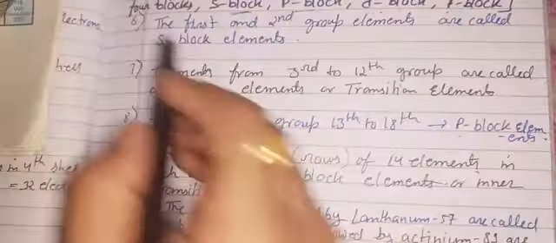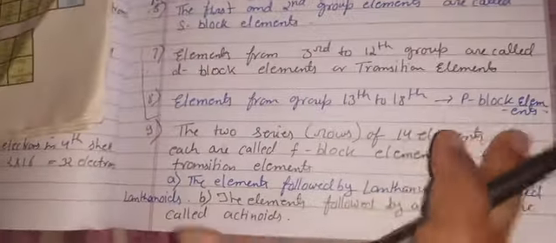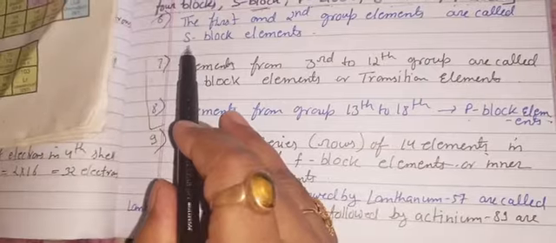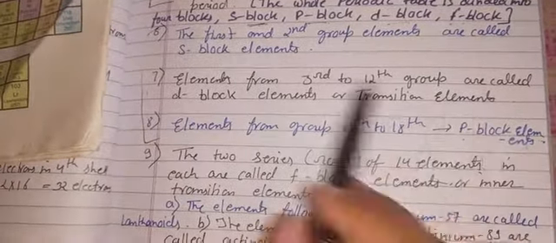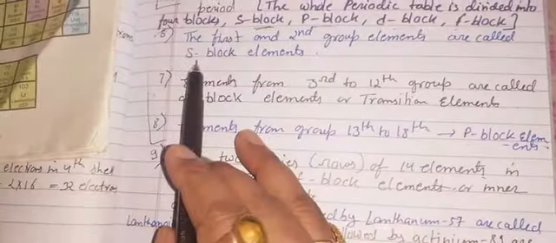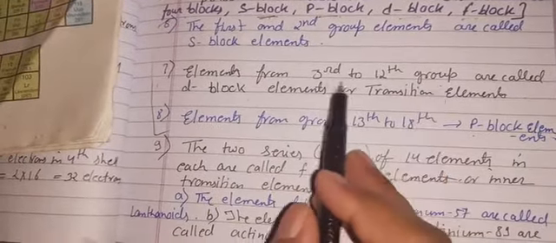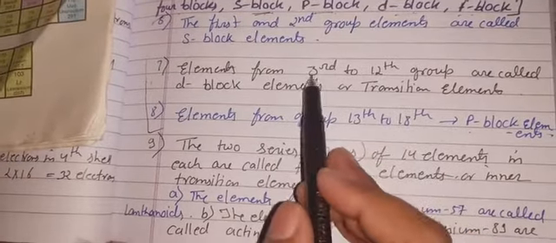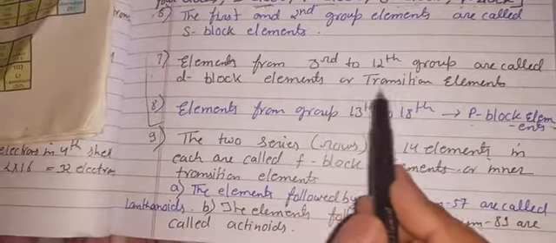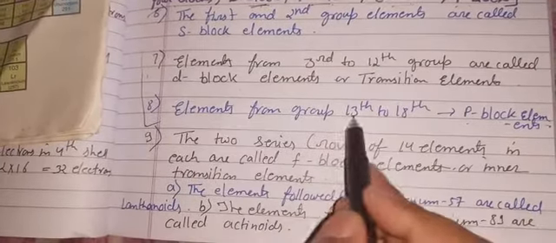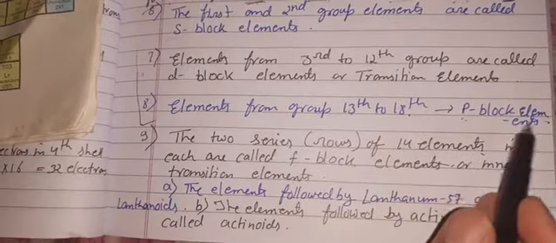If we divide all the elements into different groups, we have discussed S block elements, D block elements, P block elements. First two groups are S block elements. Third to 12th group, listen children, this is not about period, this is about group. Third to 12th group, all the elements are called D block elements or transition elements, while 13 to 18, meaning till the inert gas group, are called P block elements.